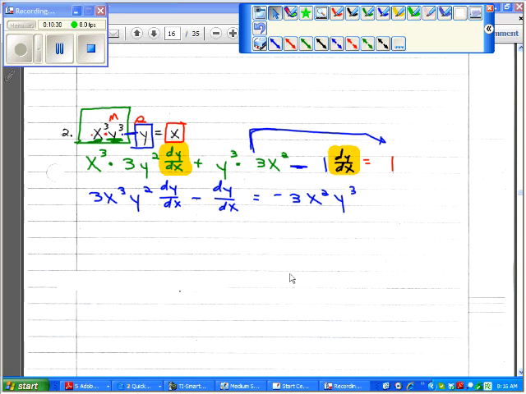So what we've done is we've left the terms with dy/dx on the left, and now we can factor out that dy/dx. If we factor out that dy/dx, and I'm just going to put it second, we would have dy/dx times 3x cubed y squared minus that 1 that we took off, right? That understood 1 is equal to negative 3x squared y cubed.